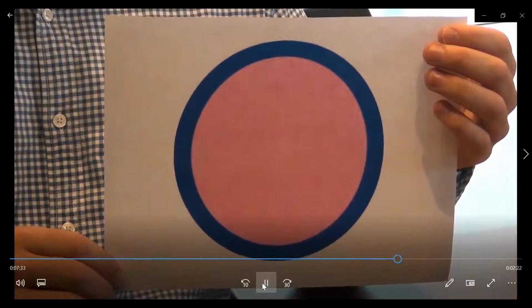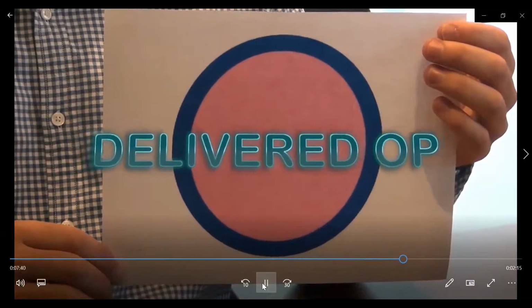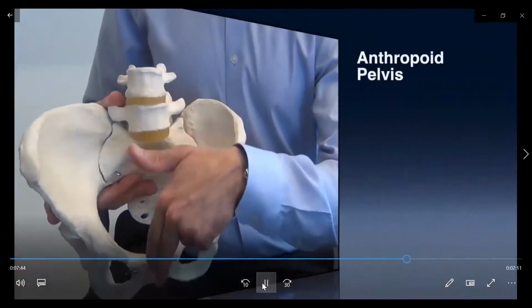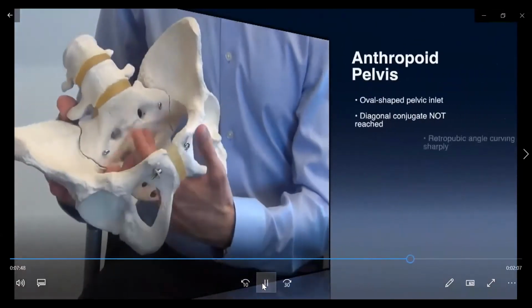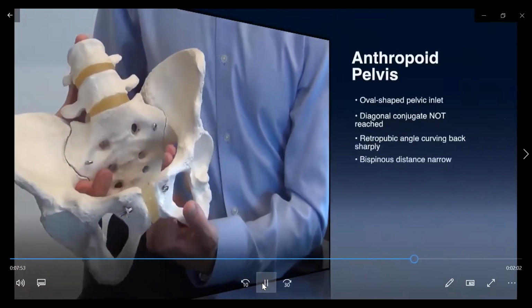The spacious posterior pelvis accommodates the OP fetal head. And these infants will be delivered easily from the OP position. On clinical pelvimetry, the pelvic inlet of the android pelvis is heart shaped. The diagonal conjugate matches and the retropubic angle is sharp.